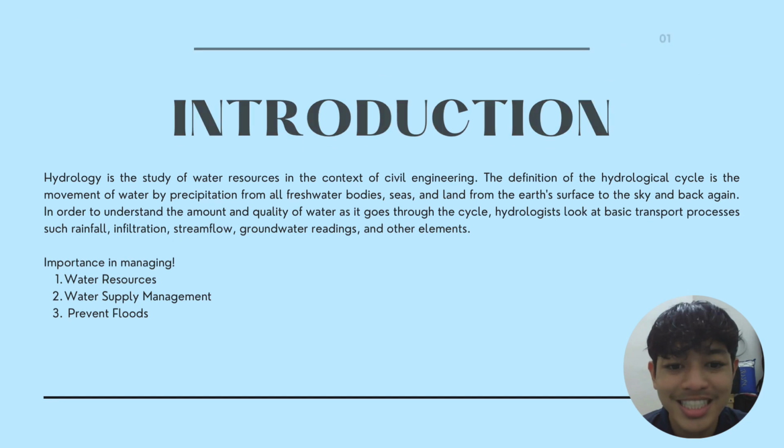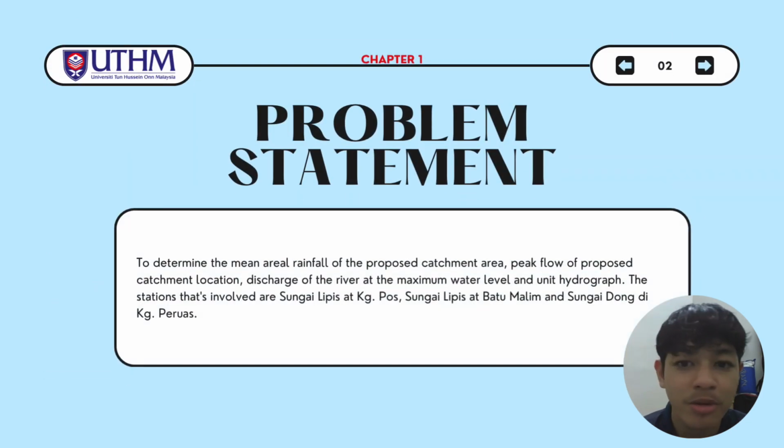Okay, for the problem statement, we use the rainfall and water level data from three stations in Lipis District to determine the mean area rainfall of the proposed catchment area, the peak flow of the proposed catchment location, the discharge of the river at the maximum water level, and the unit hydrograph. The stations involved are Sungai Lipis at Kampung Pos, Sungai Lipis at Batu Malim, and Sungai Dong at Kampung Perwas. However, determining which areas flood frequently has been used to choose the site for rainfall.